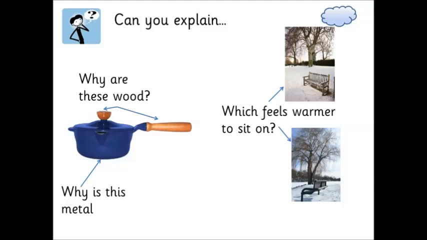Okay, so in terms of applying your knowledge, why is the handle wood? Why is the saucepan actually metal? Remember, we need the heat to get through the metal to heat the food, so the metal needs to be a good conductor. The handle needs to be an insulator.